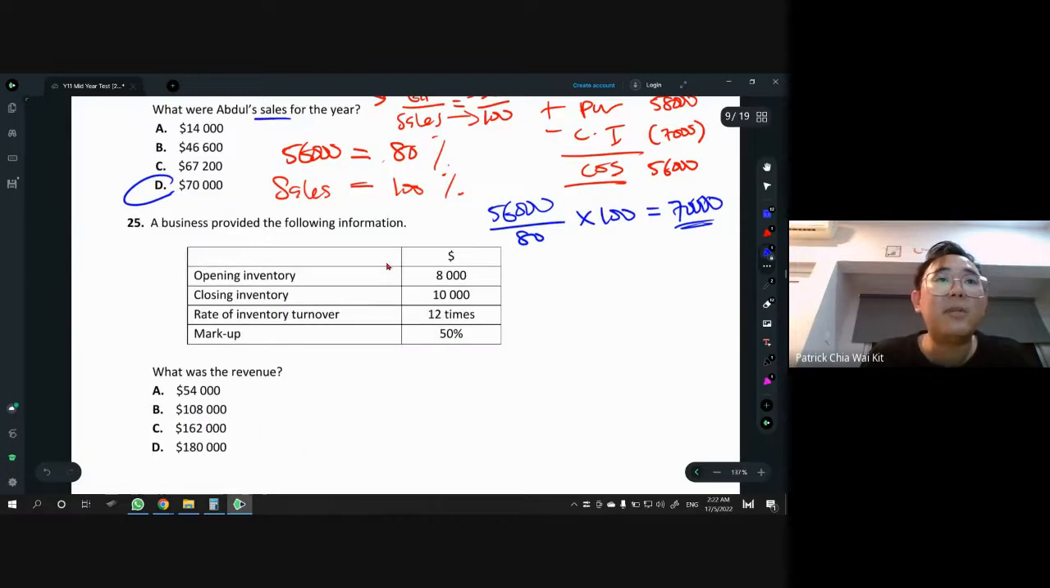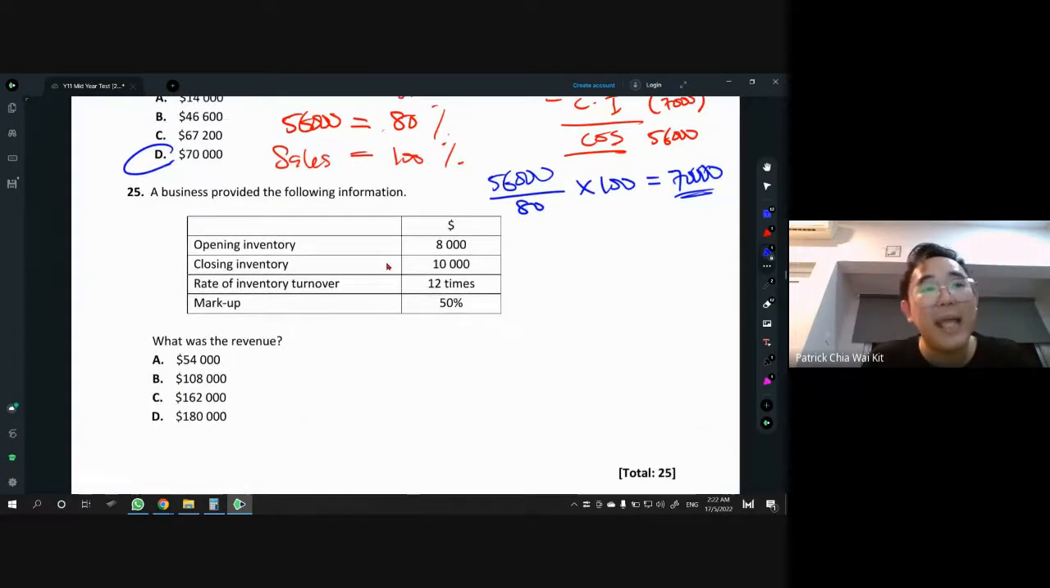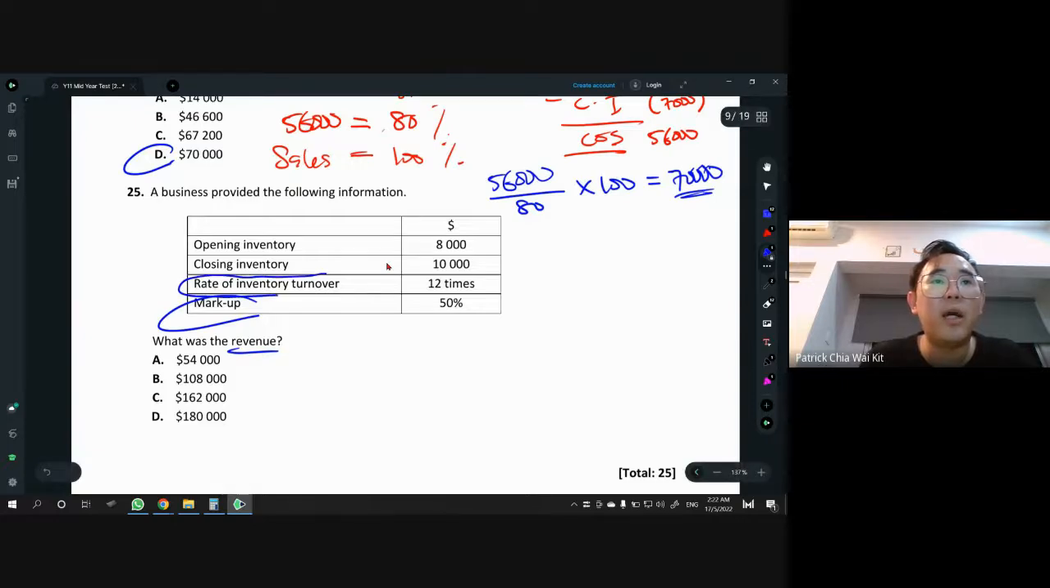Easy. Last one. So they give us, again, what was the revenue? Revenue is sales, but this time they give us markup. Okay, and then they also give us a rate of inventory turnover. Got rate of inventory turnover, got markup some more. So many things. All right, let's see. They only give us opening inventory and closing inventory. But what can we do here? So there are two different things.